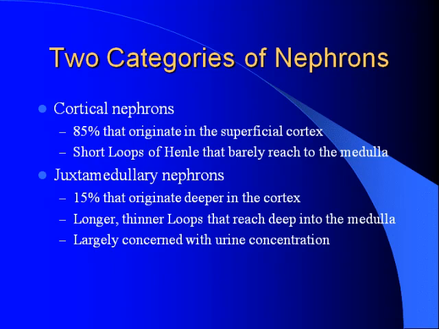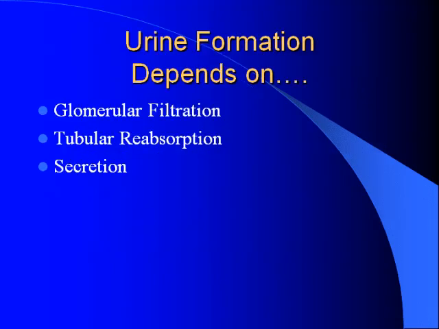There are two categories of nephrons. Cortical nephrons make up about 85%. They originate in the superficial cortex, and they have very short loops of Henle, barely reaching into the medulla. Then you have the juxtamedullary nephrons. About 15% are juxtamedullary. They're deeper in the cortex. Of course, if they're deeper, they have longer loops of Henle that reach deep into the medulla. And these are largely concerned with urine concentration, the juxtamedullary nephrons.